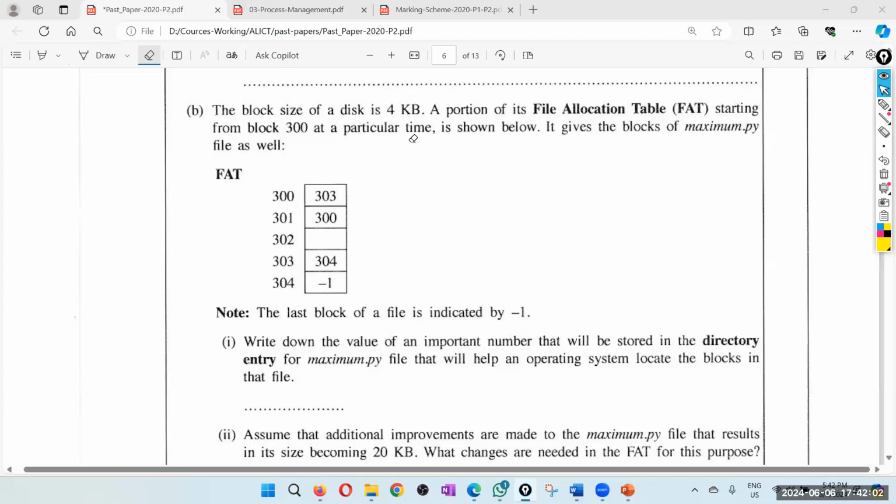The block size of a disk is 4 kilobyte, right? Block size is the minimum size that your memory can access. You can't access a particular character in a hard disk or your SSD, right? We discussed that.